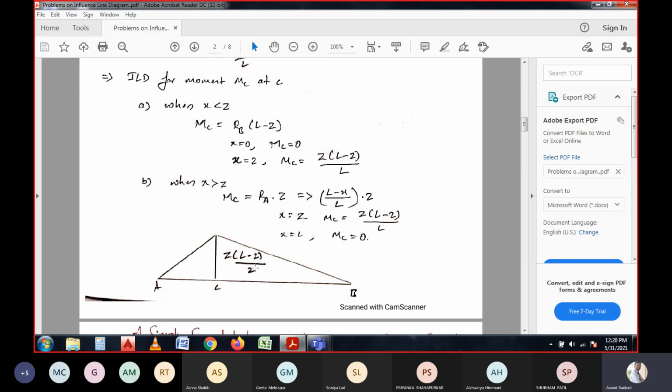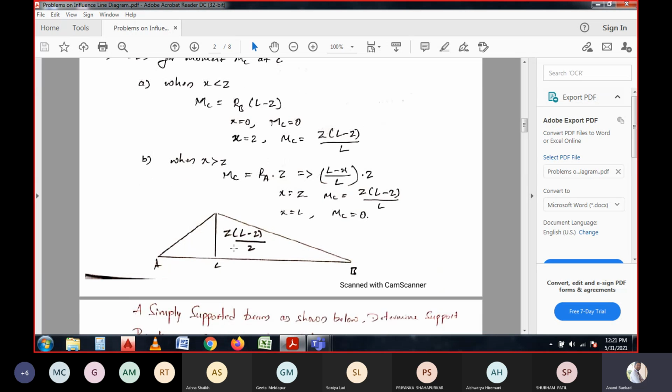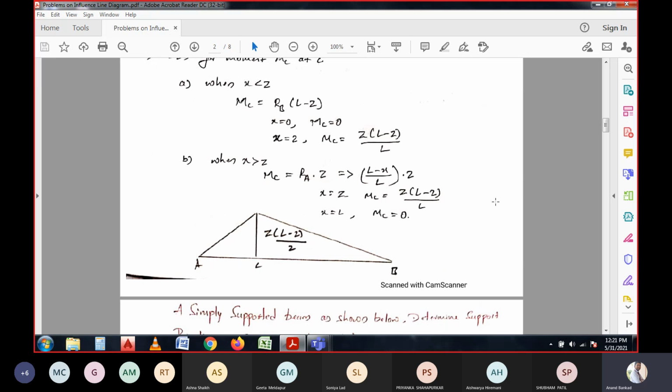So z into (L minus z) by L, this is the formula that is most important throughout the calculation of the influence line diagram, in calculation of moments at any section on the beam. Here we already discussed how we calculated this z into (L minus z) by L. The same thing has to be revised, because we need to solve a larger number of problems on this content.